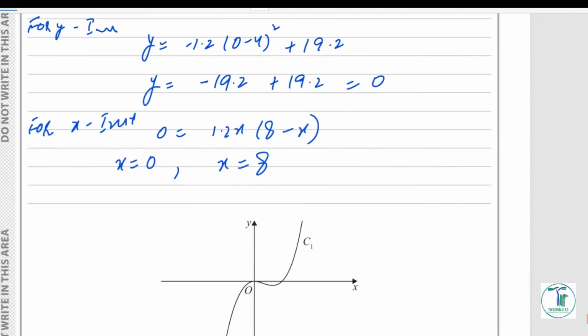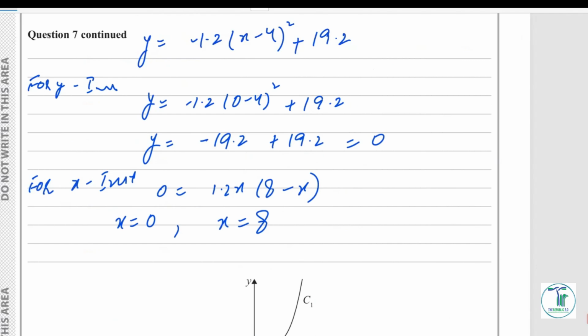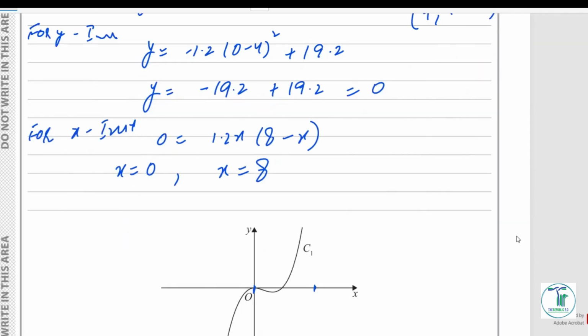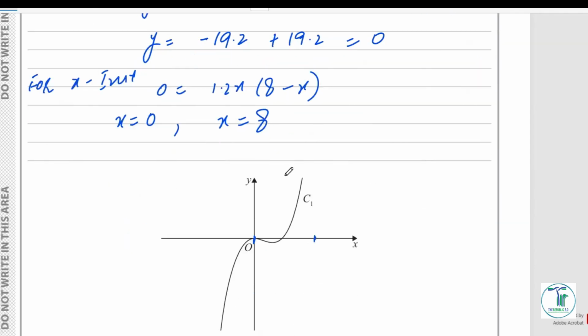Apart from that, we just need to draw it. We have 0 over here, this was 4, and this one should be 8. The maximum of this curve, if you're looking for it, has to be at (4, 19.2), so 4 and 19.2 must be somewhere up over there. So we just need to plot a quadratic curve like this.